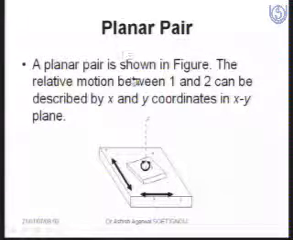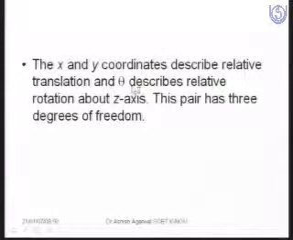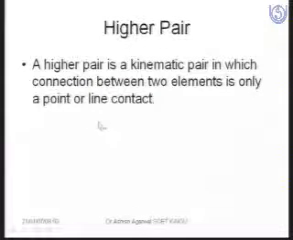Another pair is called the planar pair. The planar pair is shown just like this, having relative motion between 1 and 2, and it can be defined on the axes x and y. Then again it has 3 degrees of freedom, because 3 types of coordinates are needed to define the motion between these two bodies. Now we have studied the lower pair, then comes the higher pair.